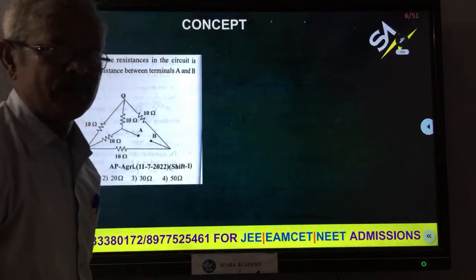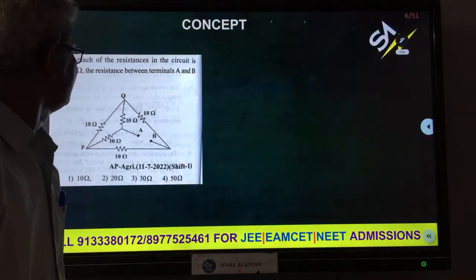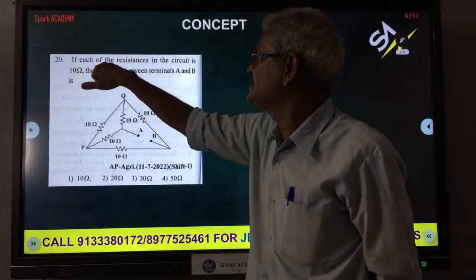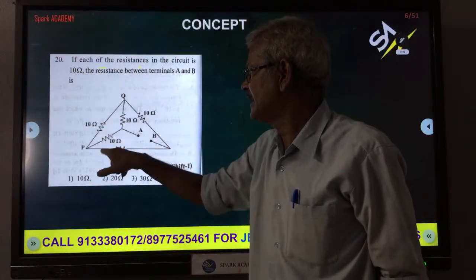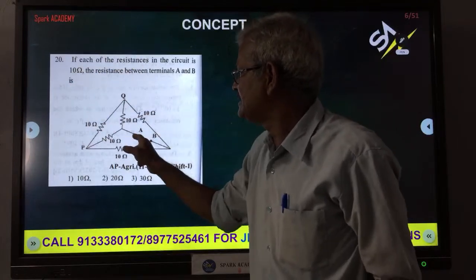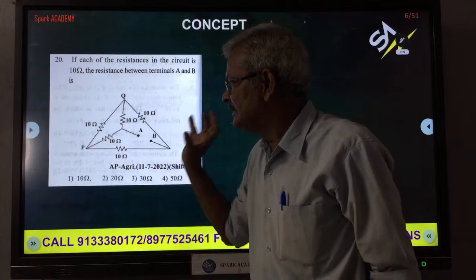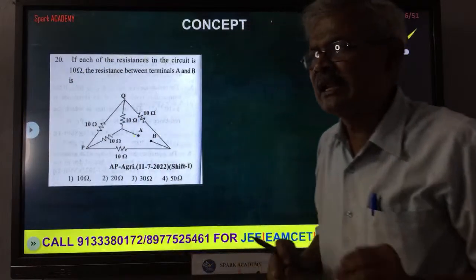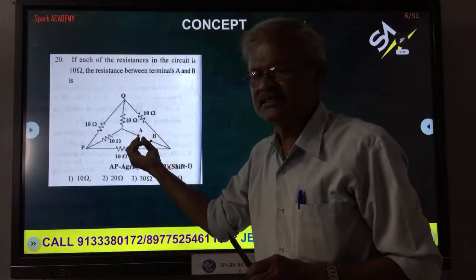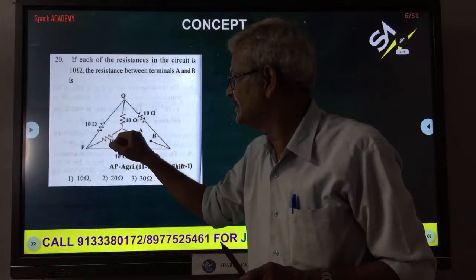Now we'll go to another question where the question is: if each of the resistances in the circuit is 10 ohms, the resistance between the terminals A and B is how much? Whenever any electrical question is given, the question is what is the resistance. Suppose there are capacitors also, same thing between A and B.